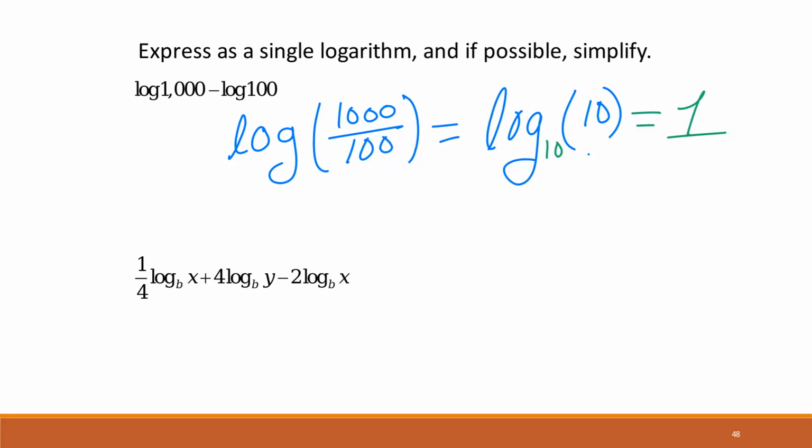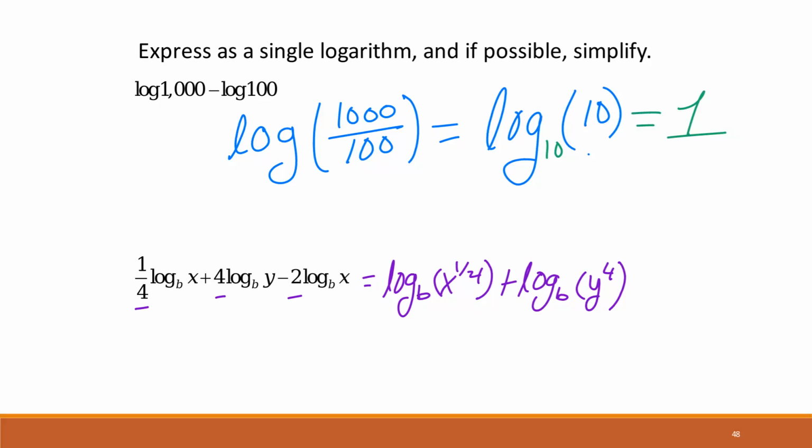So for this next one, we can kind of reverse engineer here, right? We're going to pull any of the coefficients to the front or as an exponent. So we get log base b of x to the 1/4 plus log base b of y to the 4th minus log base b of x squared.